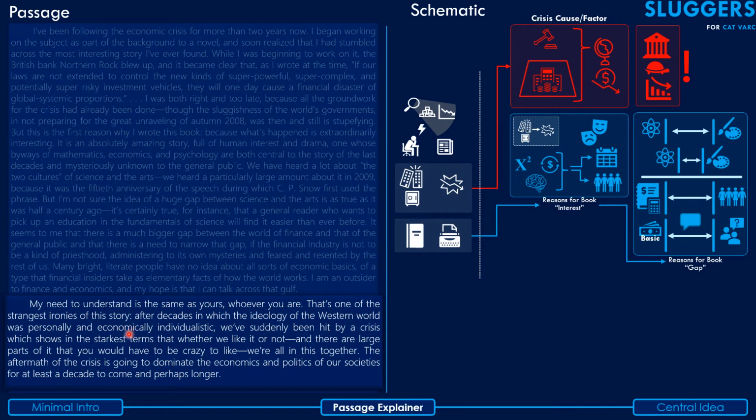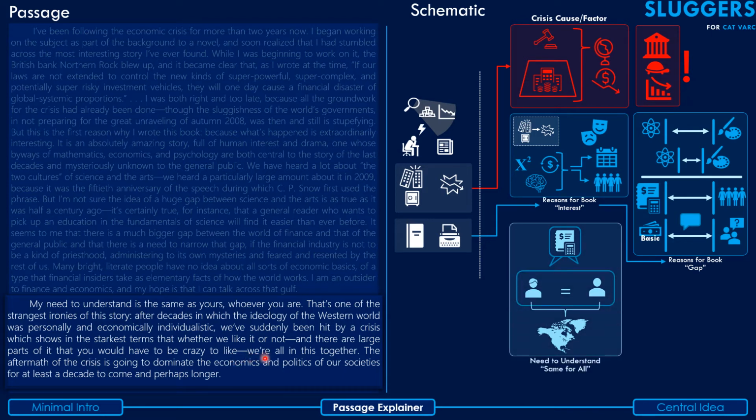Coming to the last paragraph, my need to understand is the same as yours, whoever you are. That's one of the strangest ironies of this story. After decades in which the ideology of the Western world was personally and economically individualistic, we have suddenly been hit by a crisis which shows in the starkest terms that whether we like it or not, and there are large parts of it that you would have to be crazy to like, we are all in this together.